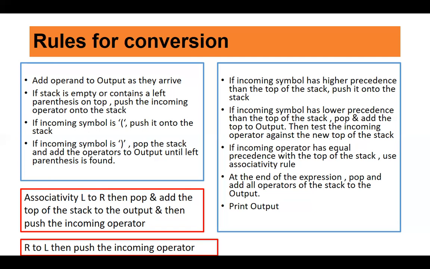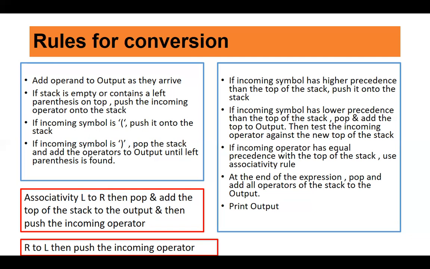Now, the next rule says, if the incoming symbol is a closing bracket, then pop the stack and add the operators to the output until the left parenthesis, that is the opening bracket, is found. As soon as you come across a closing bracket, pop out all the operators from the stack, add them to the output, until you reach an opening bracket. But discard the opening bracket. Don't add it to the output. The opening bracket is popped out and discarded.